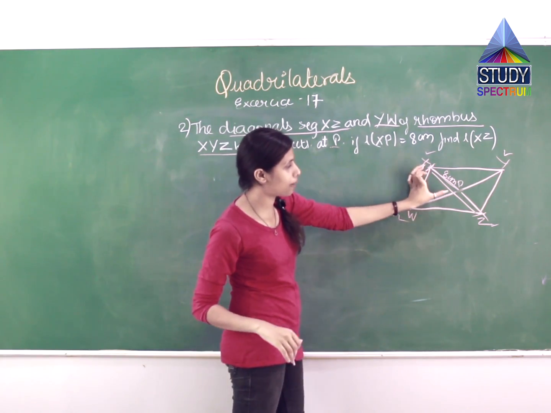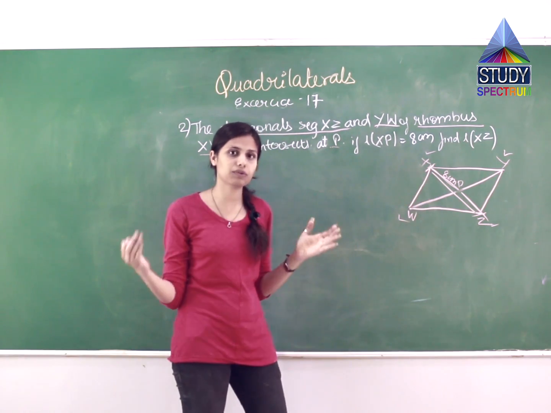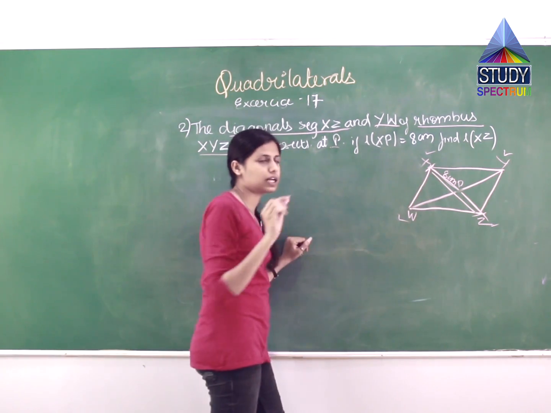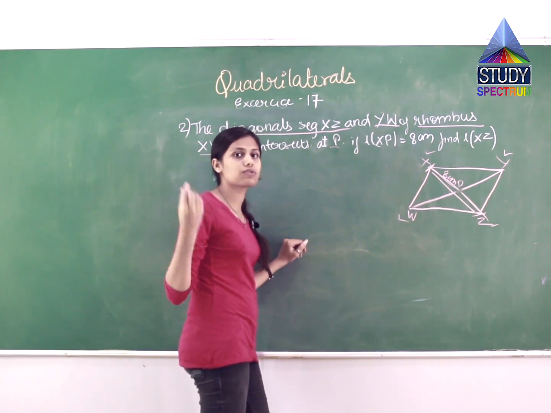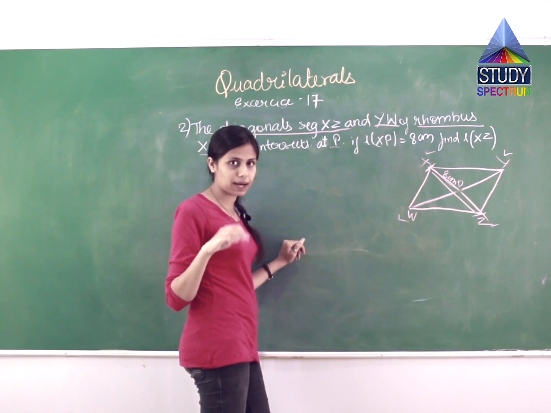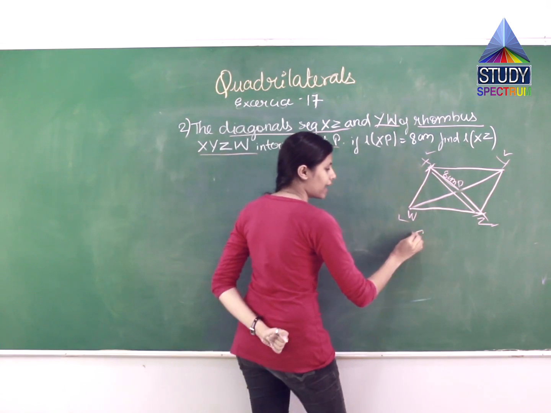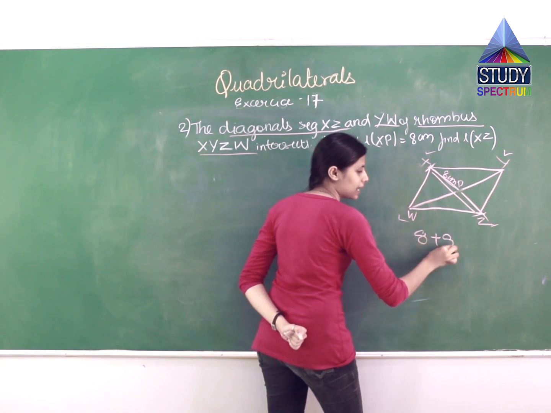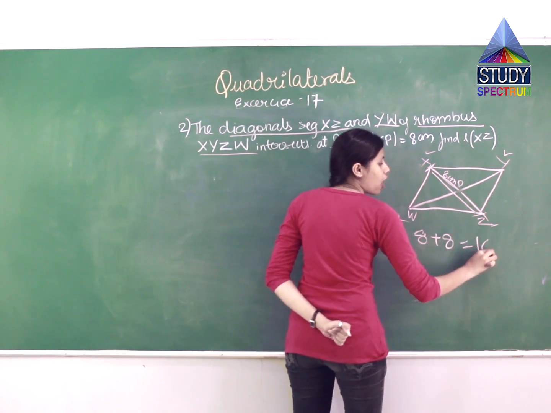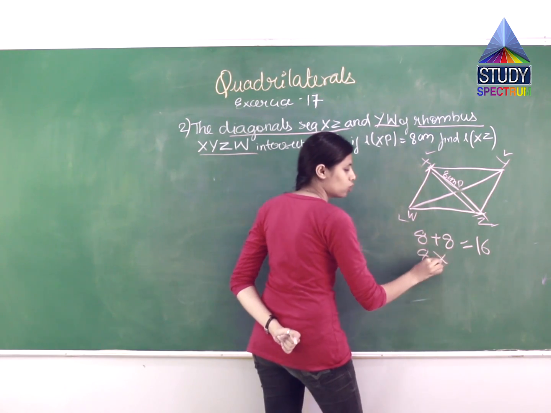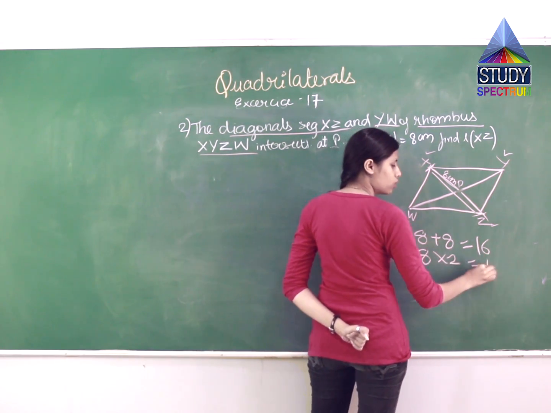So if half part is 8 cm, what will be the full part? If I tell you that half of a number is 8, then what is the full number? You will multiply it by 2 or you add it 2 times. If you add it 2 times, what will be the answer? 8 plus 8 would be 16. Or else you can multiply it by 2. 8 into 2 is equal to 16.